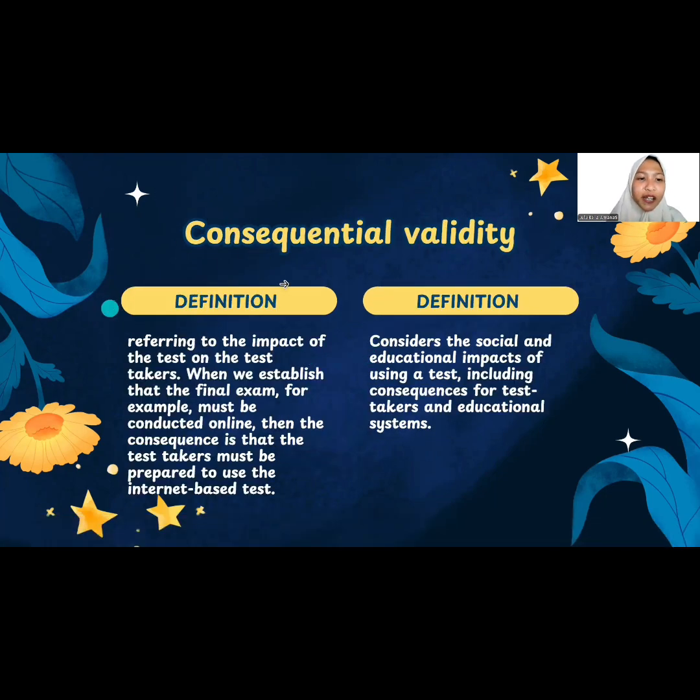Consequential validity. The definition of consequential validity refers to the impact of the test on the test takers. When we establish that the final exam, for example, must be conducted online, then the consequence is that the test takers must be prepared to use the internet-based test. It considers the social and educational impacts of using a test, including consequences for test takers and educational systems.